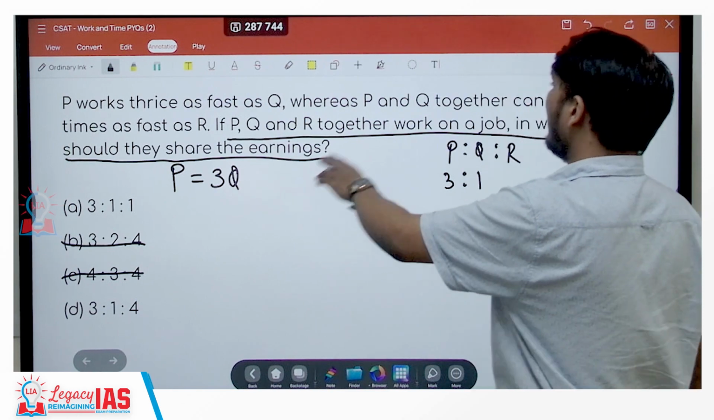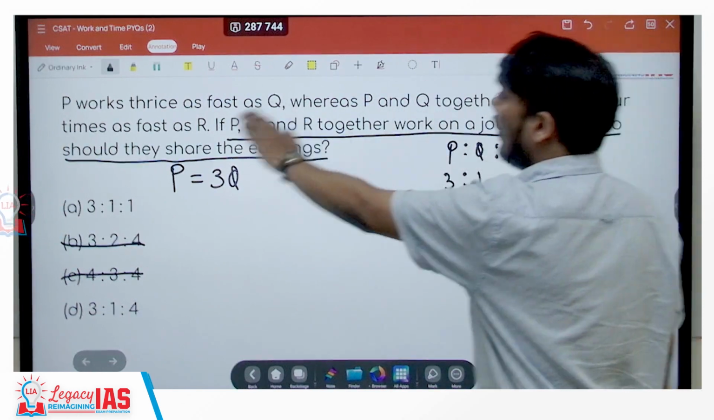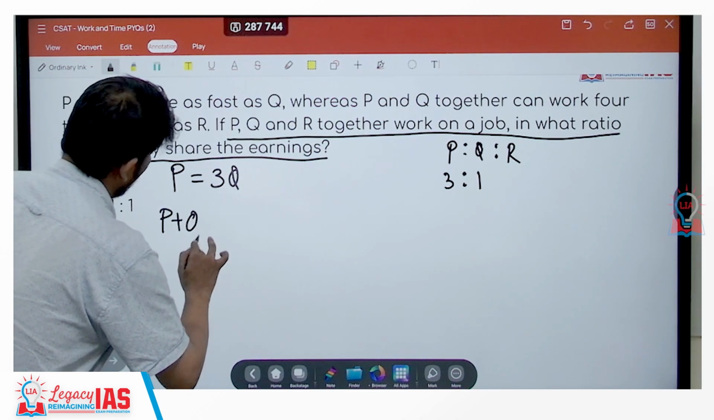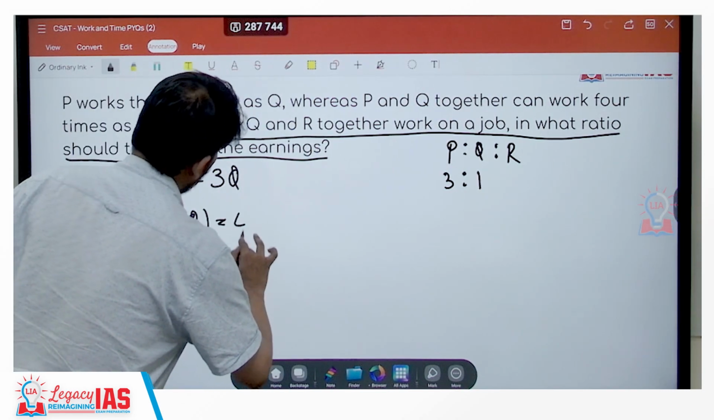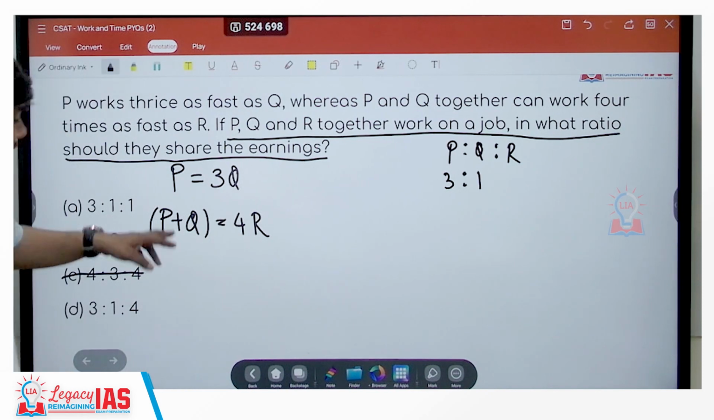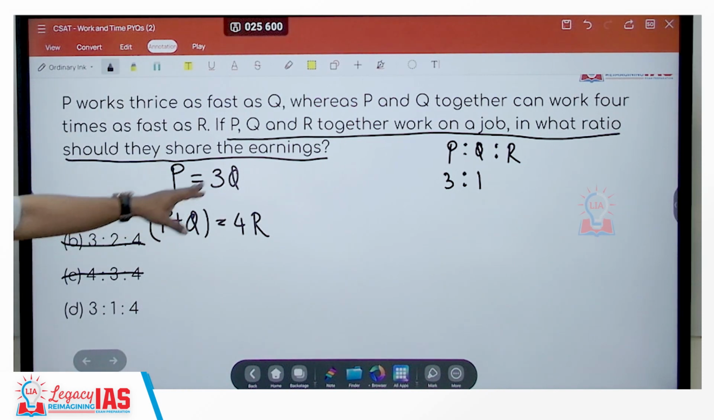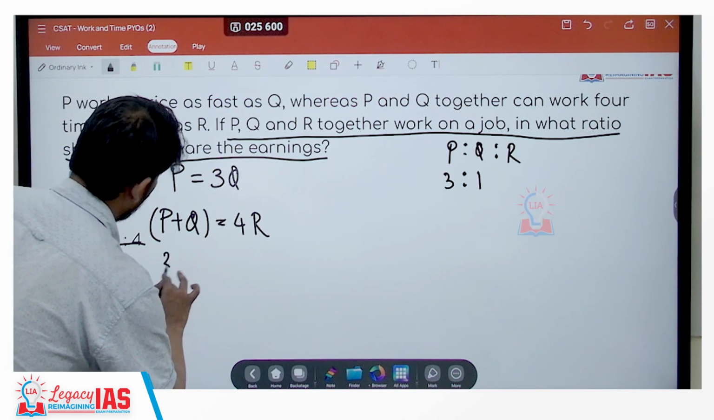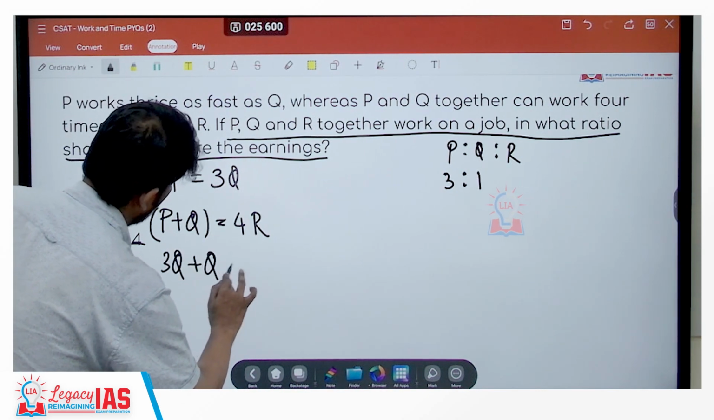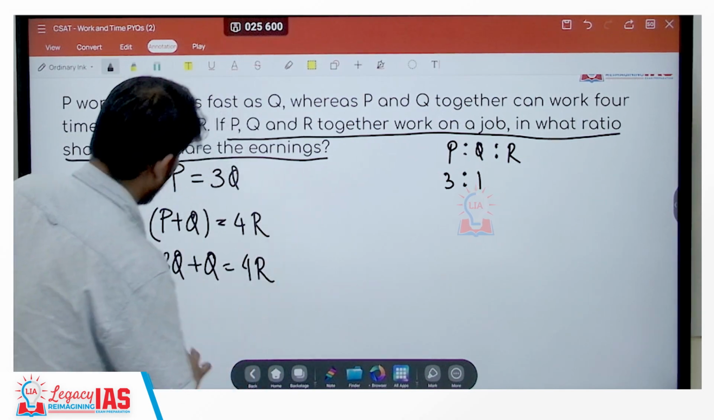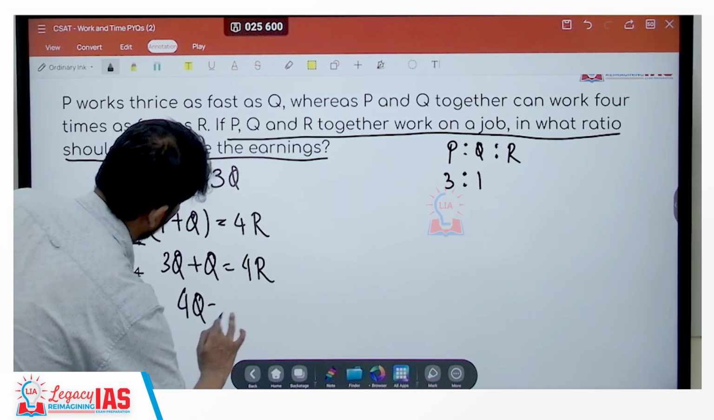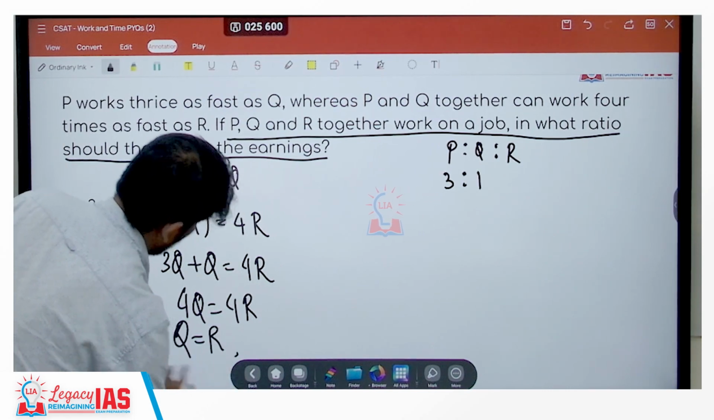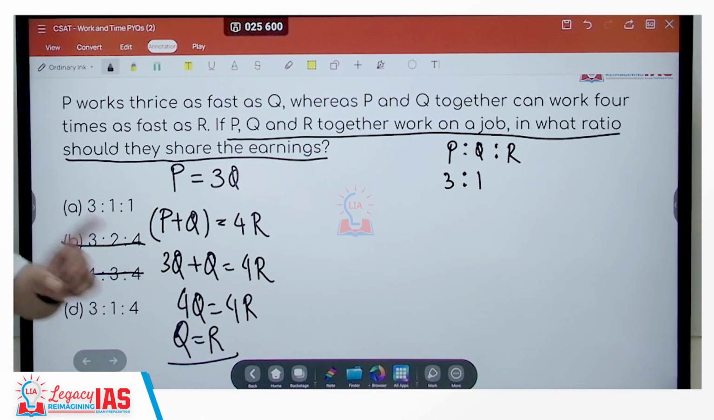Now further they say, P and Q together can work 4 times as fast as R. P plus Q together can work 4 times as fast as R. Now can I replace P with 3Q? Yes, I can. So instead of P, I will write here 3Q plus this Q is here. It is equal to 4R. Therefore, 4Q equals 4R. That means Q equals R. So it's very clear that the speed of Q is equal to R.